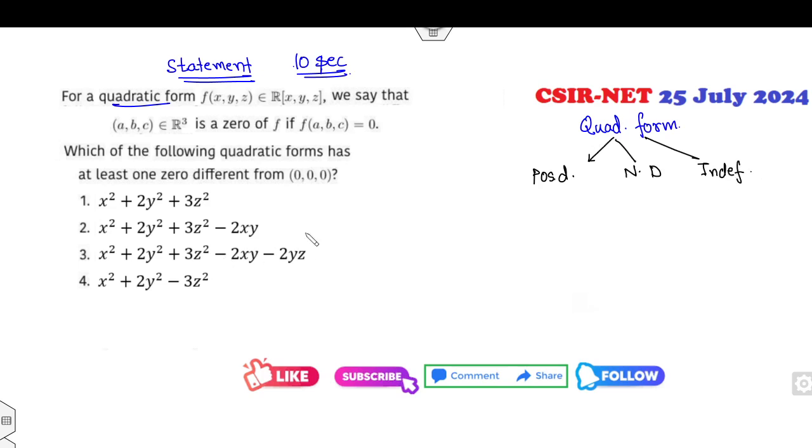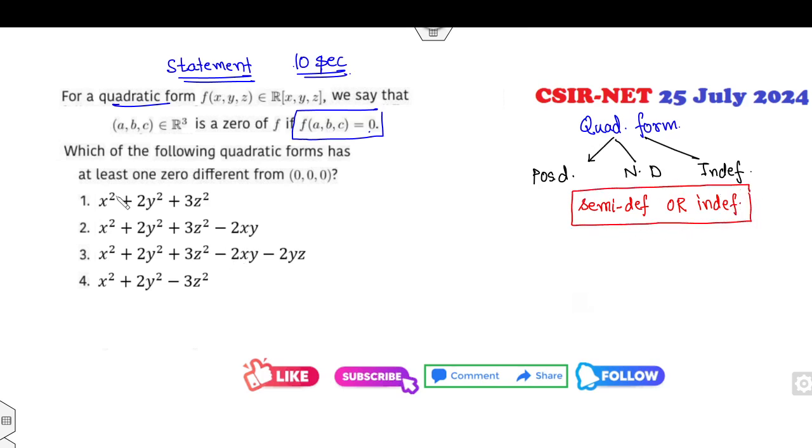That means this question can be solved in this manner, such that a, b, c are the tuples and f of a, b, c is 0. Can you find the relation between the 0 and the quadratic form? What is the relation of the 0? 0 means that it is either semi-definite or the function is indefinite. Fine. So which of the following cases will have at least one 0 satisfied? Your target is to check which of the following quadratic forms are semi-definite or indefinite.